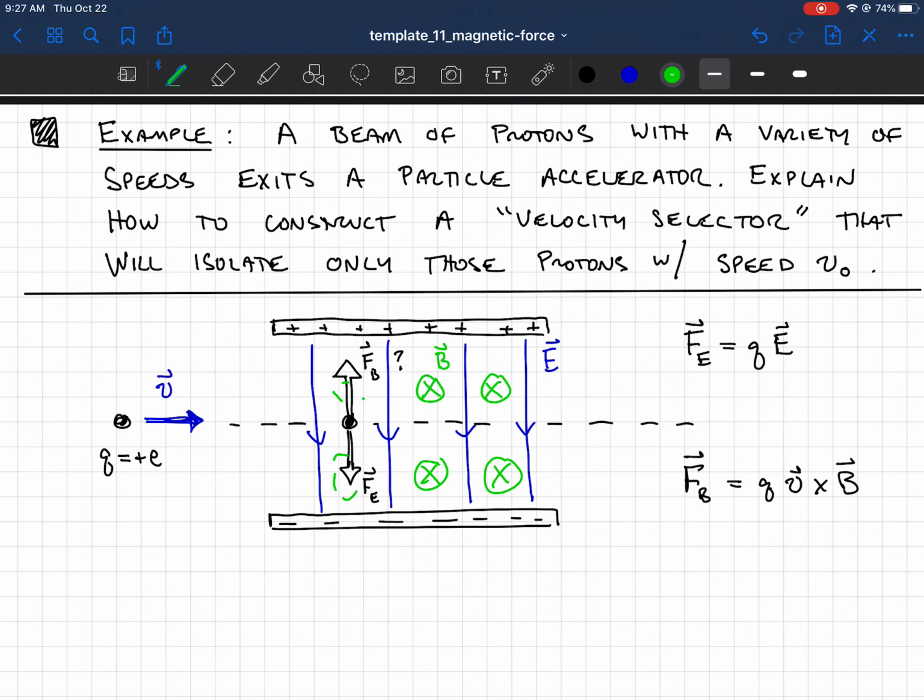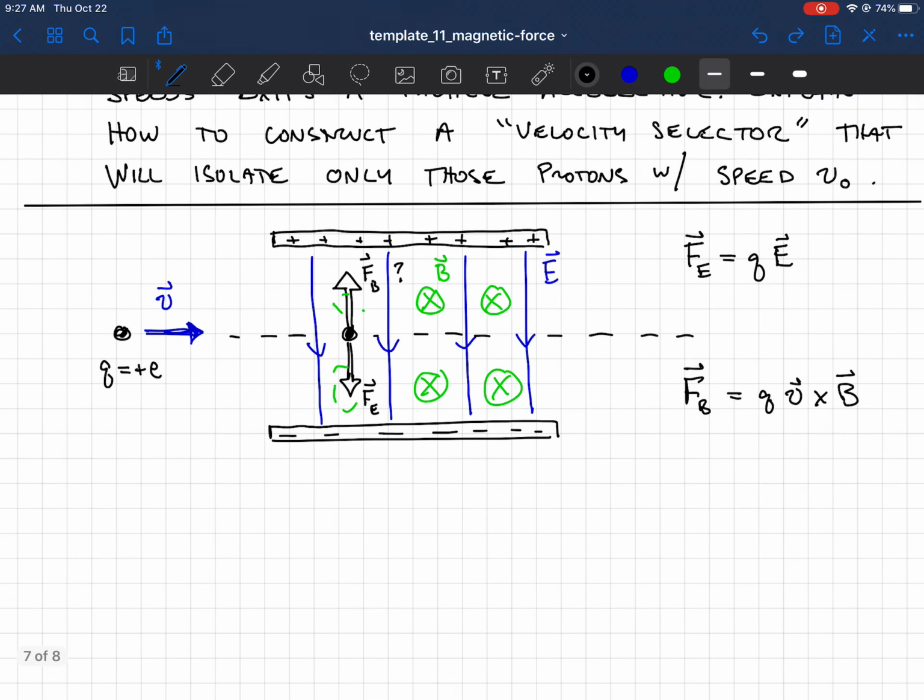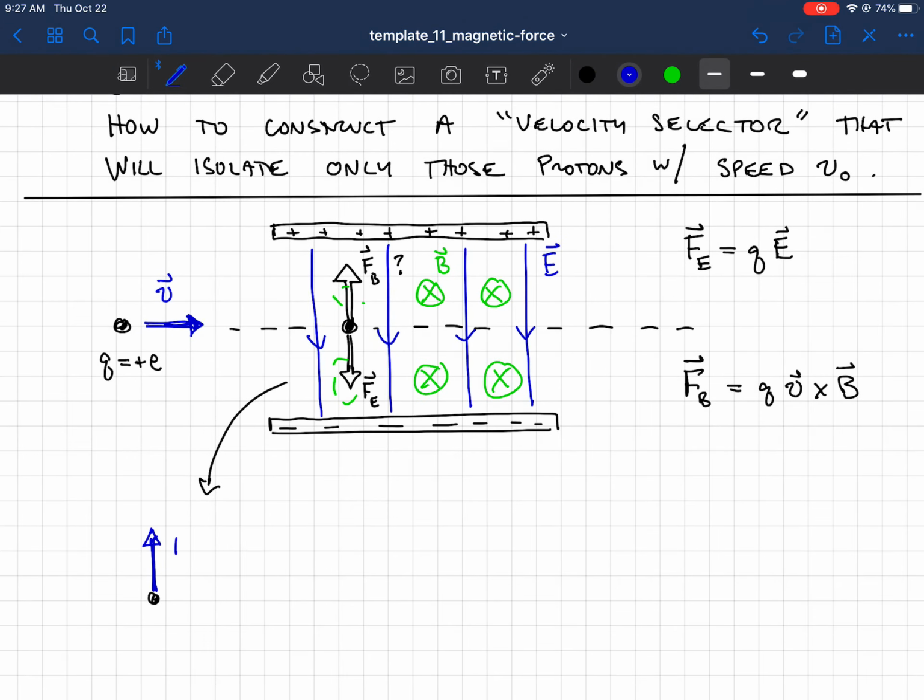So that's the first part of the question. How do we construct it? We construct it by making a uniform magnetic field that points into the page. Now we need to know the particular strength of that magnetic field. And we do that by looking at this free body diagram. The free body diagram has the magnetic force pointing up. It has the electric force pointing down.